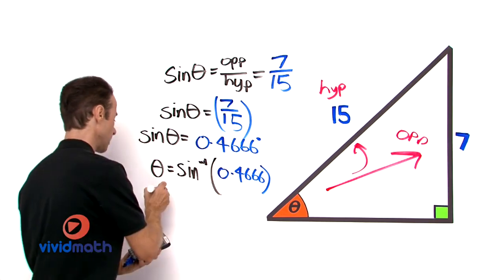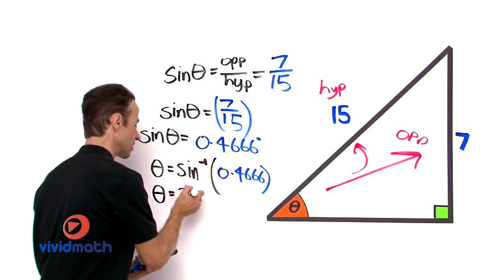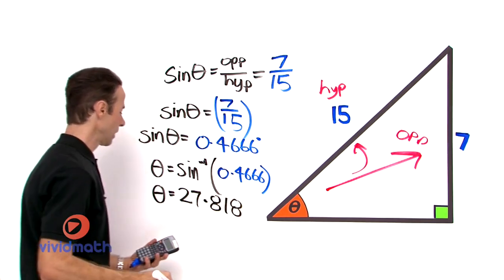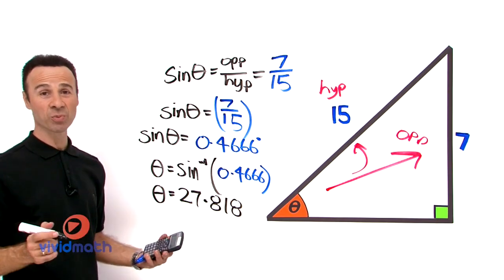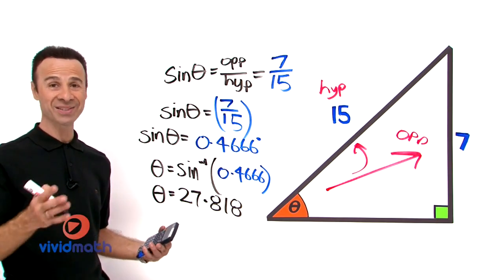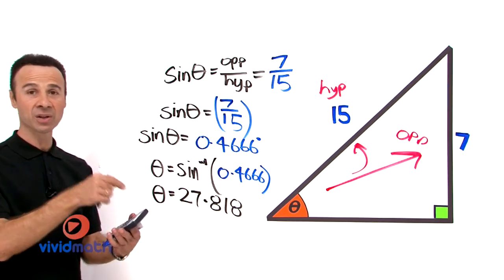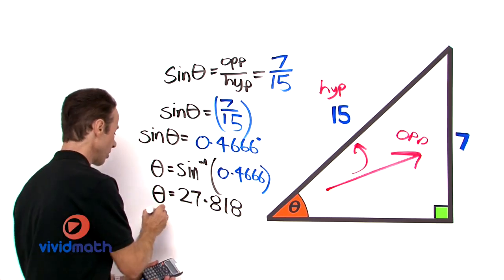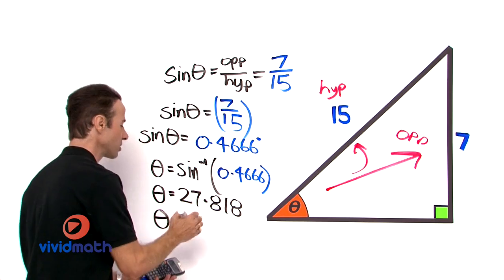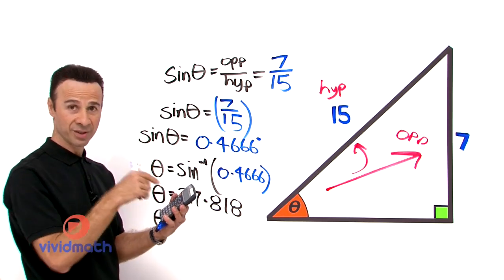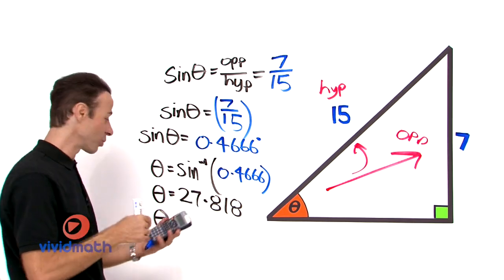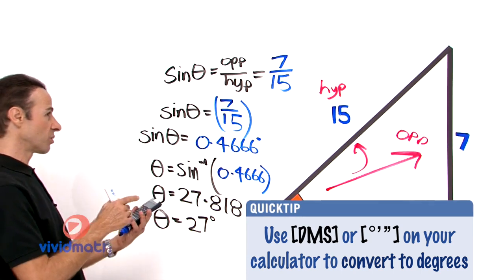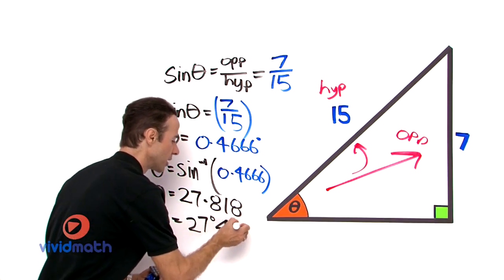So theta equals 27, and this will be in decimal, 0.818. Now, that's what theta equals. That's in decimal form. We're going to change it into degrees and minutes as asked in the question. The way to do that is second function DMS, or second function degrees, minutes, seconds. There's a button there on your calculator. So depending on your calculator, you go theta equals second function DMS, and then press equals. Your answer will be turned into 27 degrees and 49 minutes.